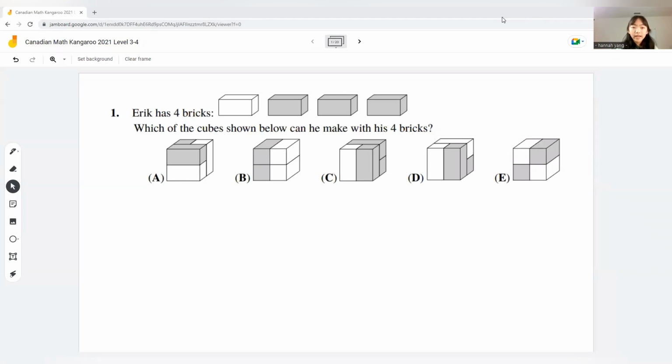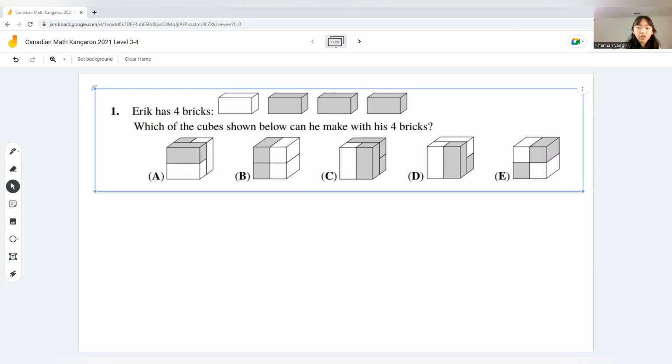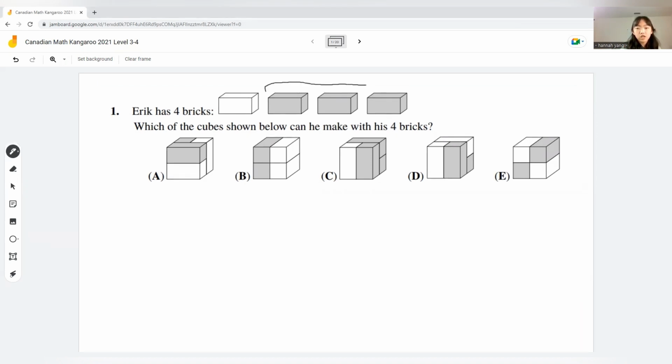Problem 1. Eric has 4 bricks. Which of the cubes shown below can he make with his 4 bricks? We can see here that Eric currently has 3 dark colored bricks, as shown here. So what we're looking for in the options is a model with 3 dark bricks.